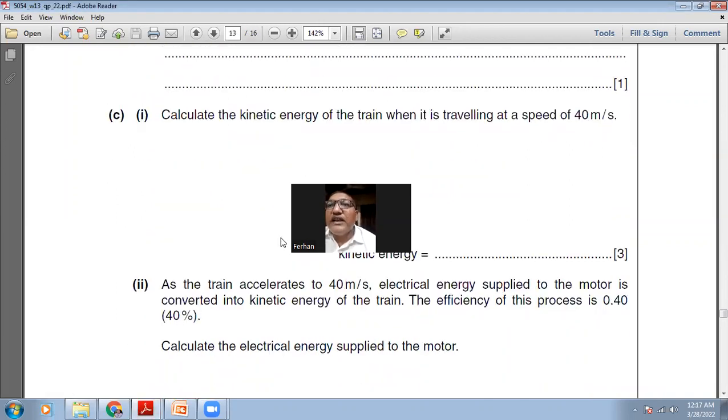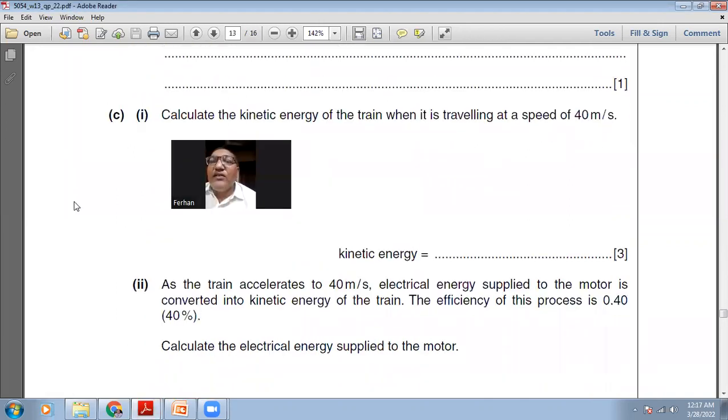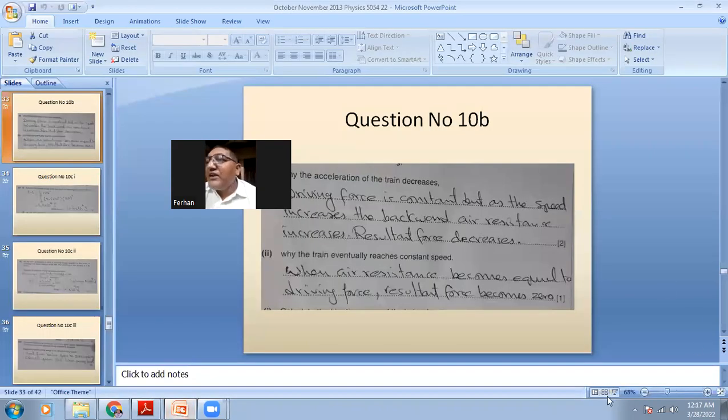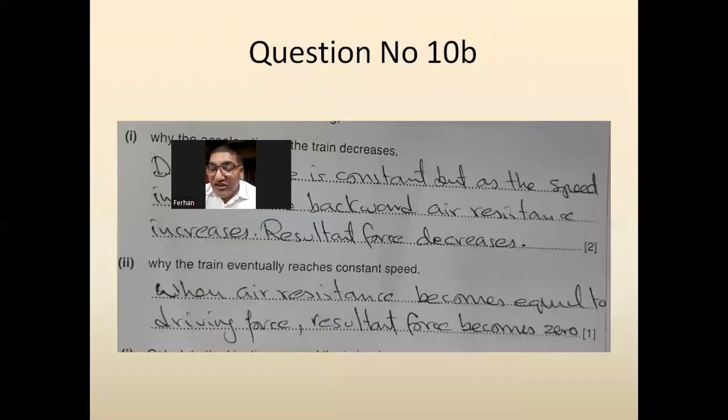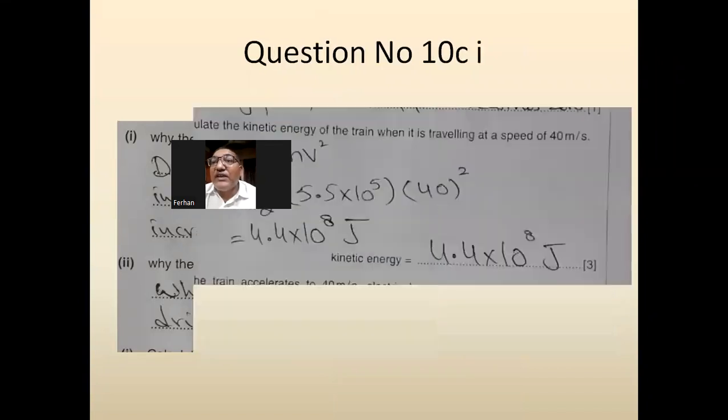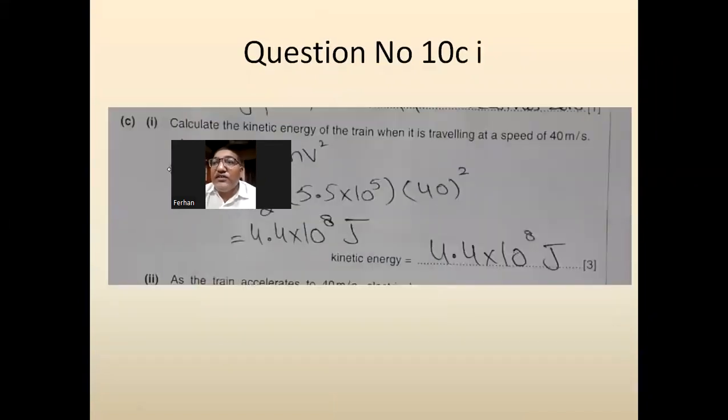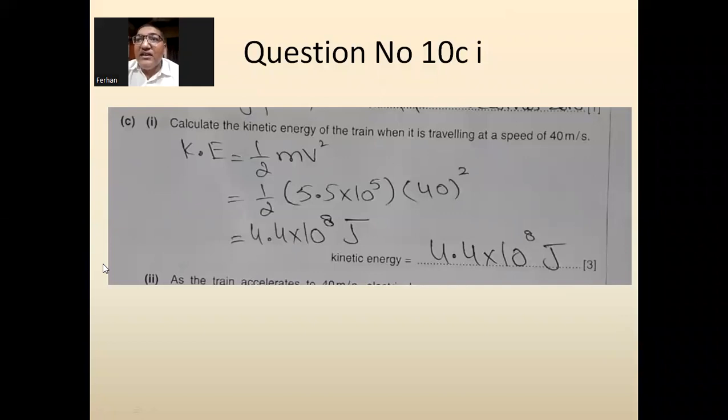Okay, so next question. He says calculate the kinetic energy of the train when it is traveling at a constant speed. So when the train is moving at a constant speed of 40, you know the formula for the kinetic energy? The formula for the kinetic energy is 1/2 mv squared. We know the mass of the train is 5.5 × 10^5 kg, and we know the speed of the train is 40 meters per second. So very easily we can find the kinetic energy.